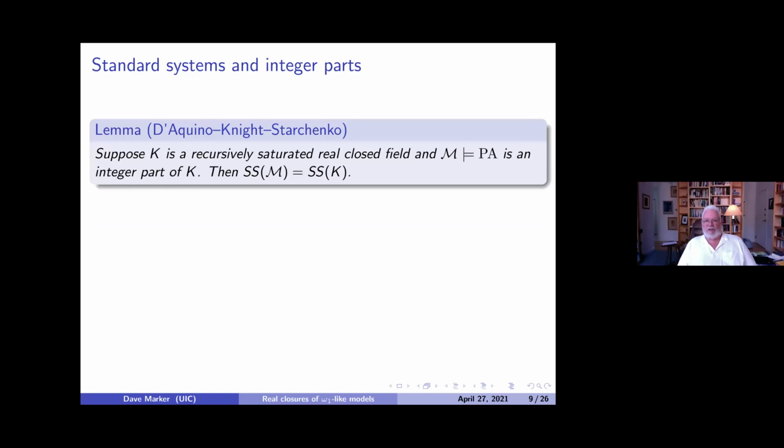And Dolich, Knight, and Starchenko also noticed that if you start with a recursively saturated real closed field with a PA integer part, then the standard system of M is exactly the standard system of K. There's really only one notion of standard system here. And this more or less follows from the fact that the fraction field of M is dense in K. I guess you also use the weak recursive saturation of any model of PA, which is recursively saturated with respect to bounded complexity types.